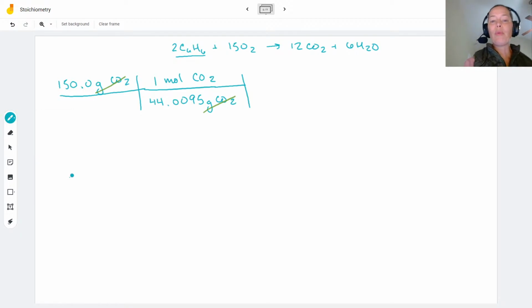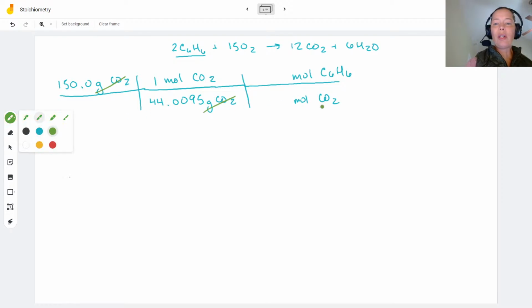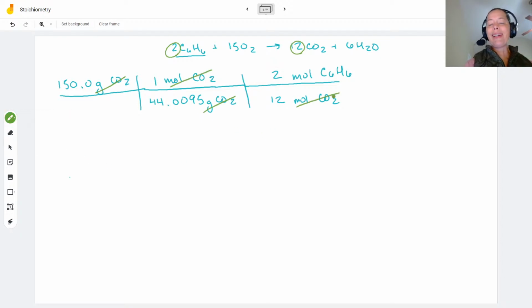So now I can use my mole ratio to move from carbon dioxide to benzene or C6H6. So I know I want my moles of carbon dioxide to cancel, and I'm trying to get to moles of C6H6 or benzene. So again, I'm going to look at my balanced chemical equation. What is my number in front of carbon dioxide? That is a 12. So I put a 12 here. And again, for my benzene, I've got a 2 in front of the benzene, so a 2 goes here. And then you can see my moles of carbon dioxide have canceled. Now I have moles of benzene.